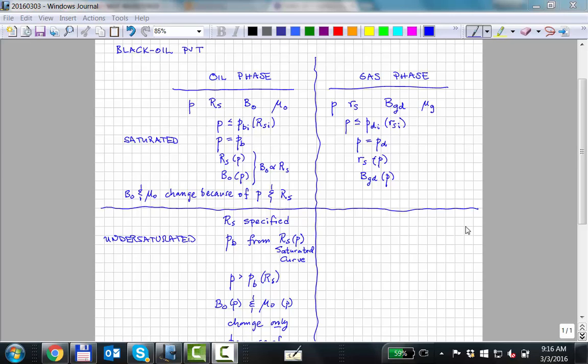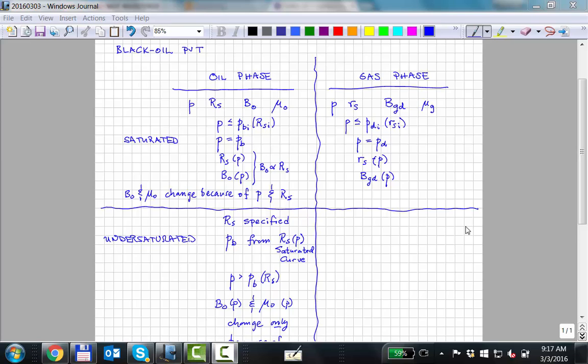Okay, we'll get started. The topic we're going to try to finish today is Blackwell PVT. The Blackwell PVT table is probably the most commonly used PVT model for describing oil and gas in petroleum engineering. So it's important to try to get a kind of handle on what it is. And so we started by talking about the Blackwell PVT properties for an oil phase.